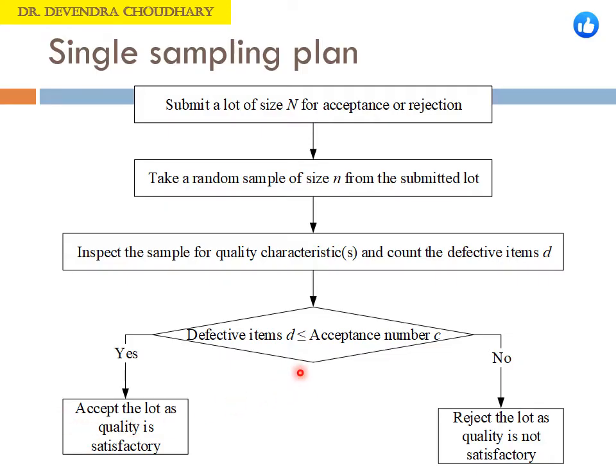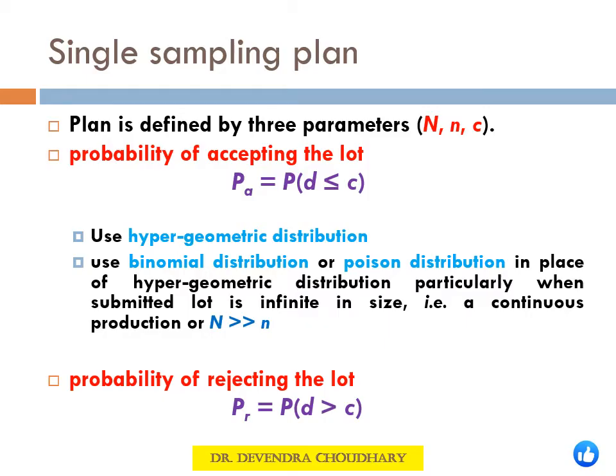If the number of defectives found in the sample is more than the acceptance number, then the entire lot is rejected. So the single sampling plan has three parameters: lot size capital N, sample size small n, and acceptance number C. Now this lot is accepted based upon inspection of the sample.